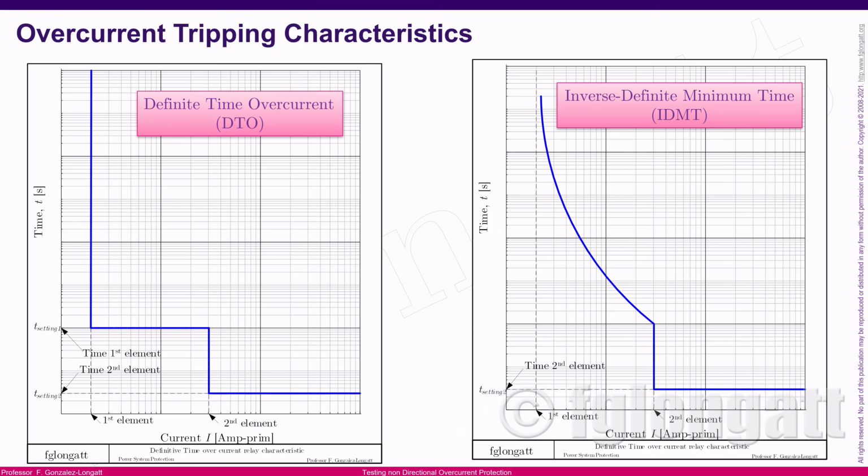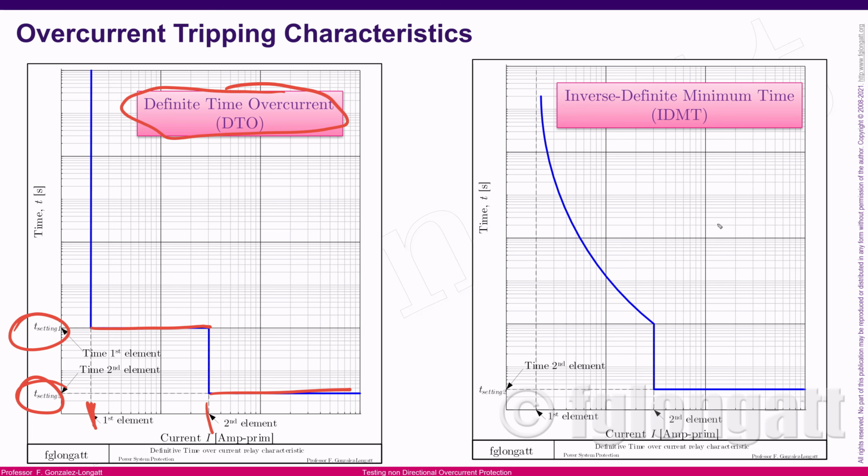They are basically two different tripping characteristics, okay? As you can see here in this figure, on the left-hand side, we have what we call the definite time overcurrent, and it's basically a setting for current, and when the current is above this value, the relay works with a very specific or definite time. That is the idea of this relay, okay? This is one of the tripping characteristics, the definite time overcurrent, okay?